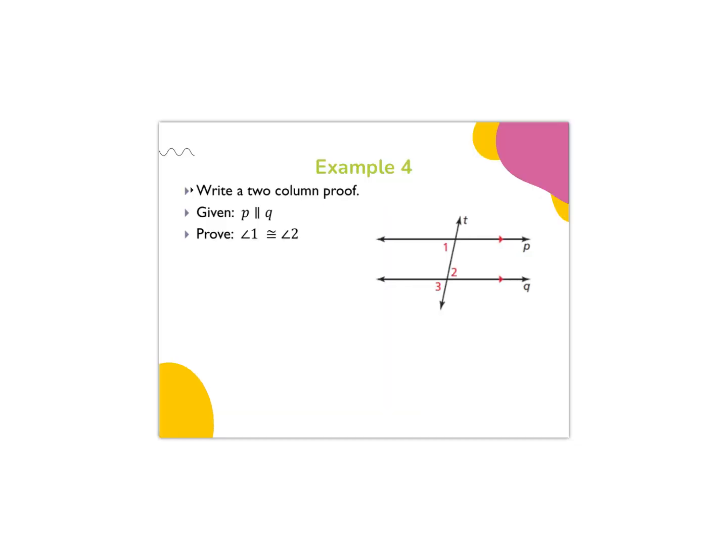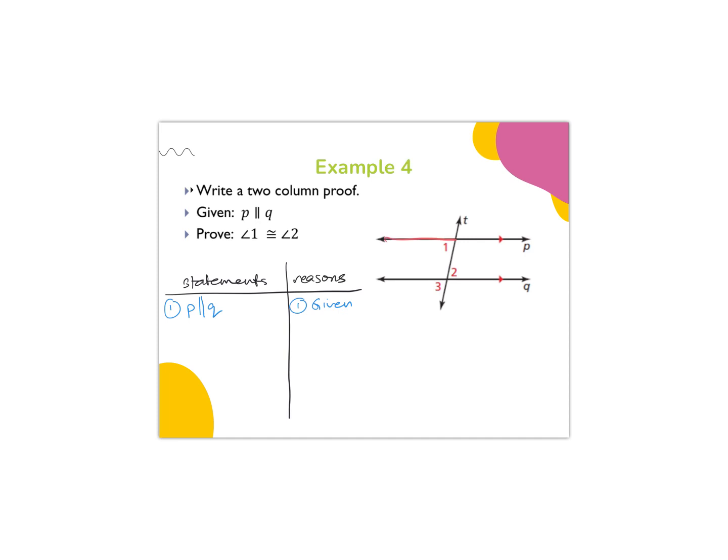So now we're going to try to complete a proof, a two-column proof. Again, we're going to start the way we start all of our proofs. Statements go on the left, and reasons go on the right. And we're always going to start step 1 with what was given to us in the problem. So we know that what's given to us is that line P is parallel to line Q.